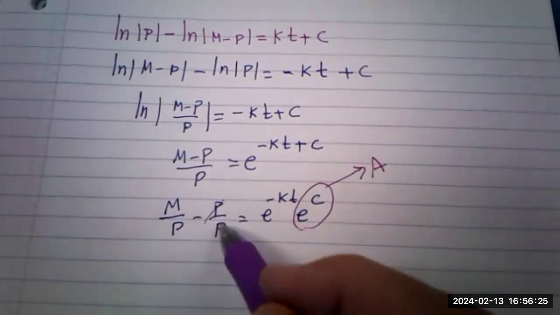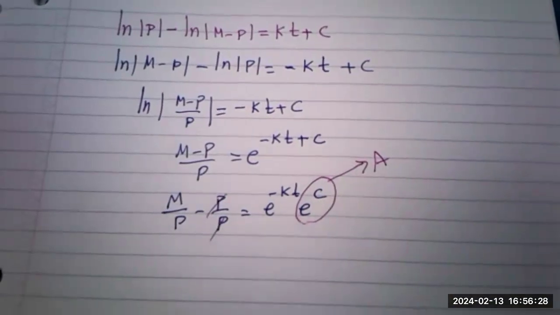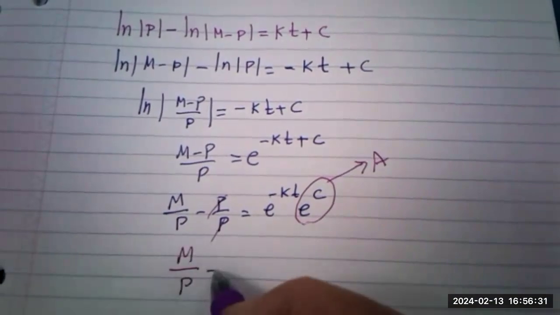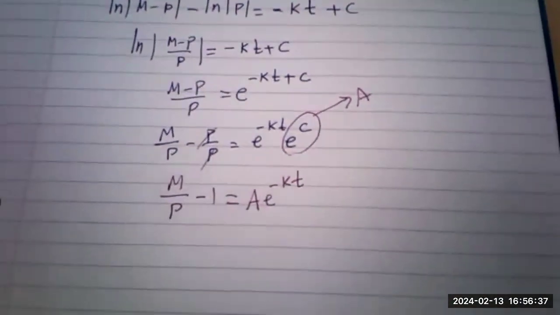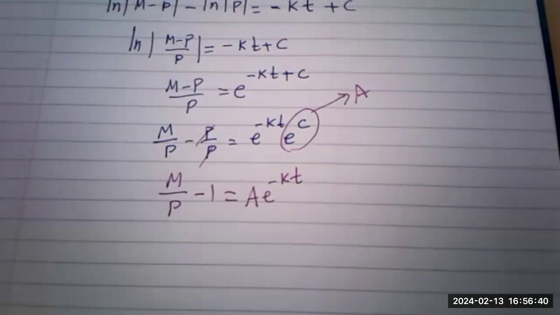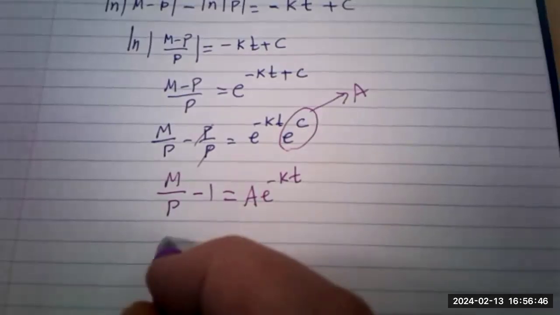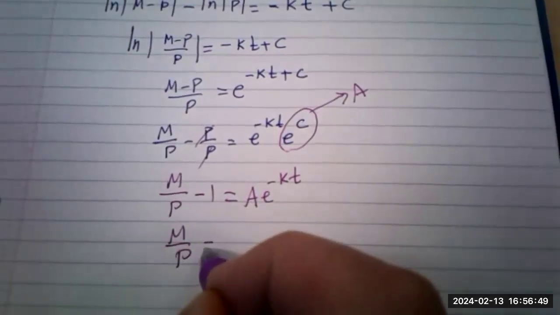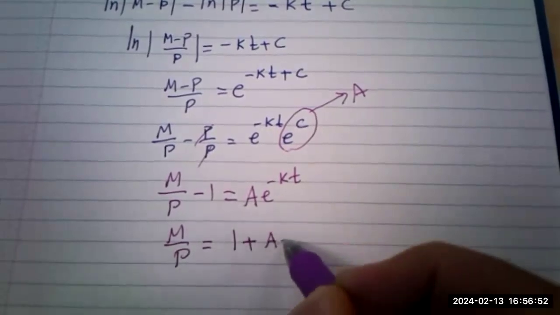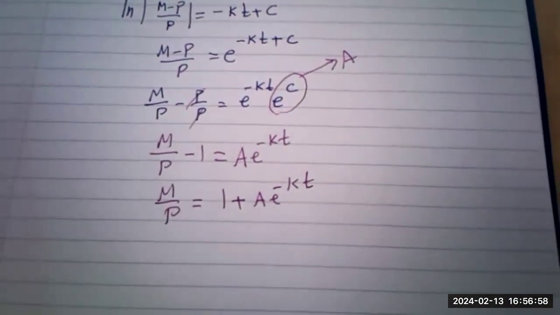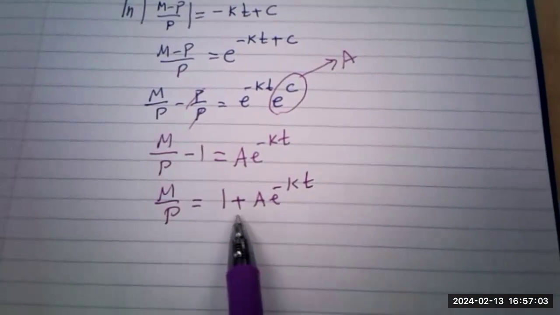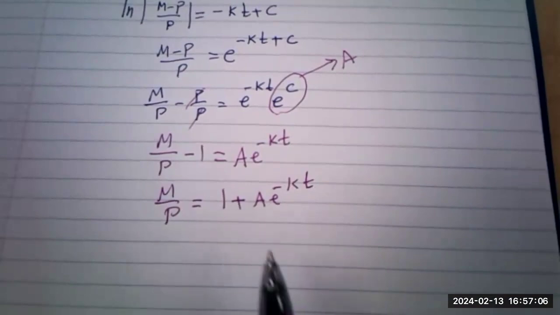Okay, that would be a constant here. And the p and p would cancel out. So we get m over p minus 1, and this is going to be a e to the negative kt. A is a constant. So move the 1 to the other side, and that gives you m over p equals 1 plus a e to the negative kt. Okay? And solve it for p. You can switch these two to get p.